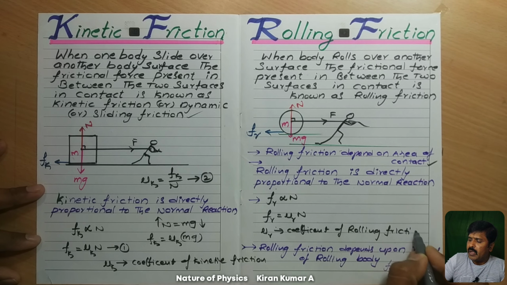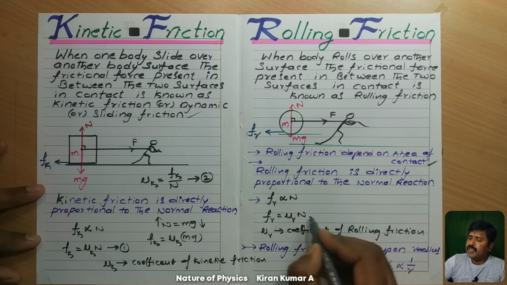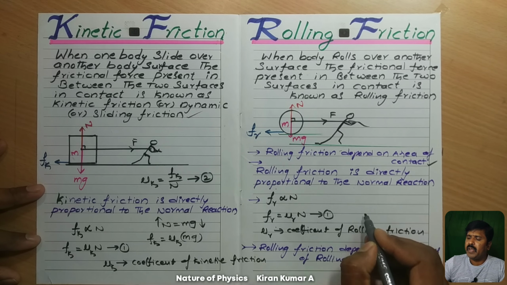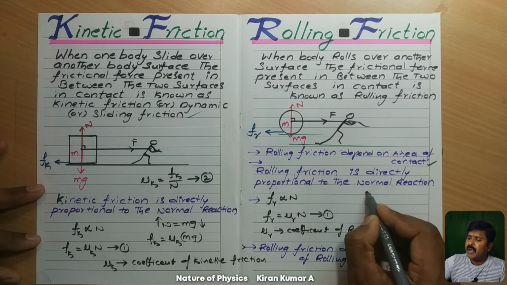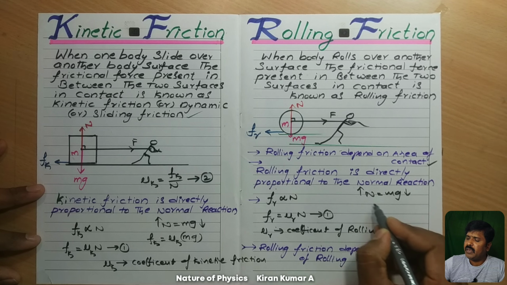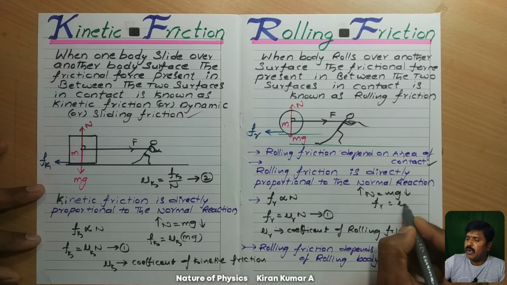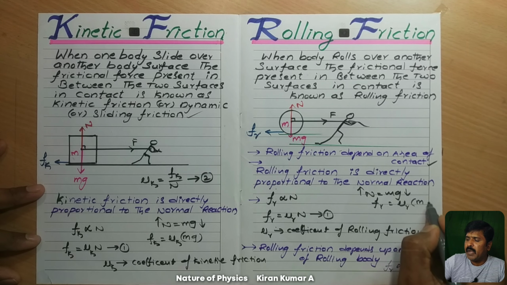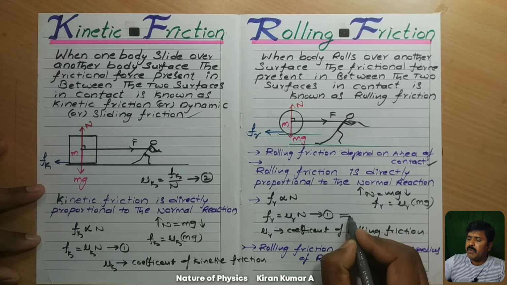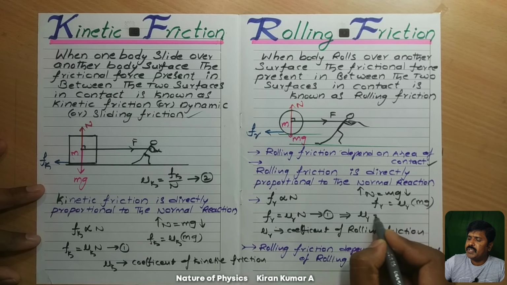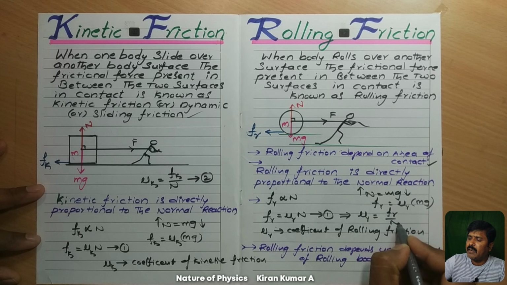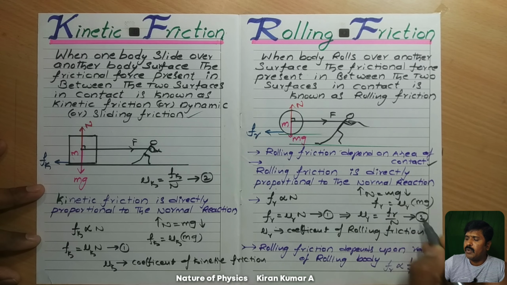Yes student, and continuation, this is taken as equation number 1, but the normal reaction is equal to mg, both equal in magnitude and opposite in direction. So rolling friction, which is equal to mu r into N, replacing N by mg, student. From this equation I can write mu r equals Fr divided by N. This is equation number 2, student. Coefficient of friction has no units and dimensions because it is the ratio of the same physical quantity.